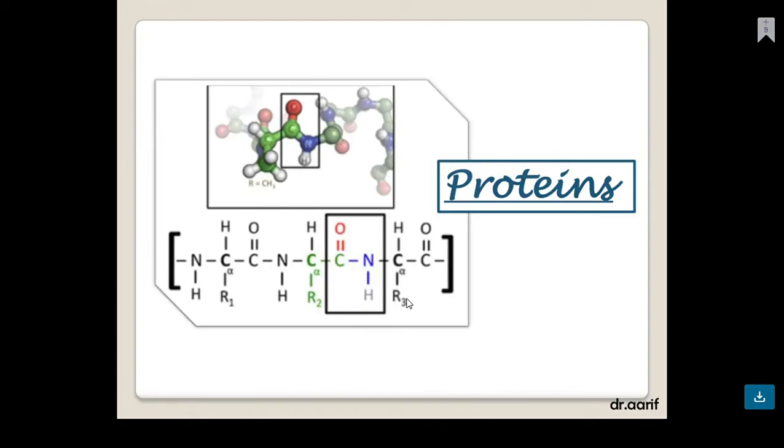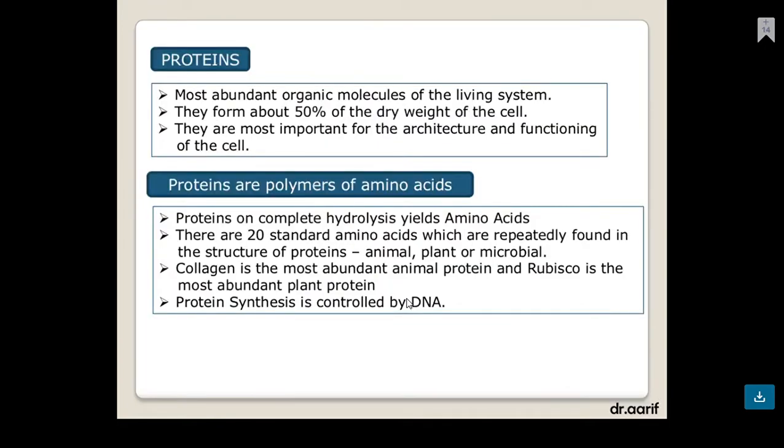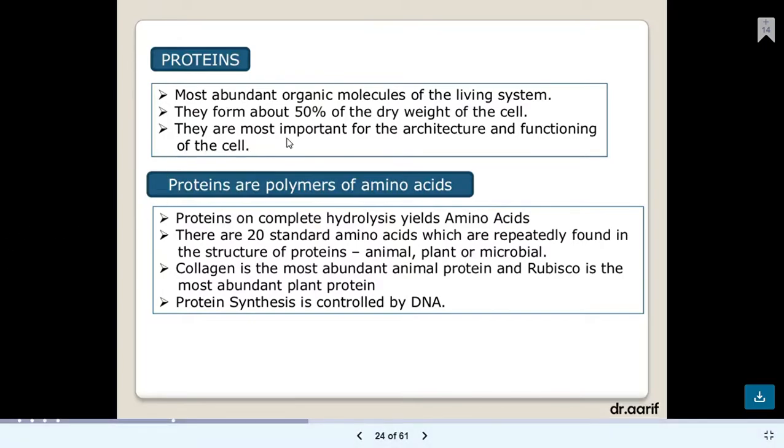And next we have proteins. What are proteins? Proteins are the most abundant organic molecules of the living system. They form about 50% of the dry weight of the cell, and they are the most important for the architecture and functioning of the cell. Proteins are actually polymers of amino acids, so on complete hydrolysis they yield amino acids. There are 20 standard amino acids which are repeatedly found in the structure of proteins, whether in animal, plant, or even microbial. The most abundant animal protein is collagen, and Rubisco is the most abundant plant protein.